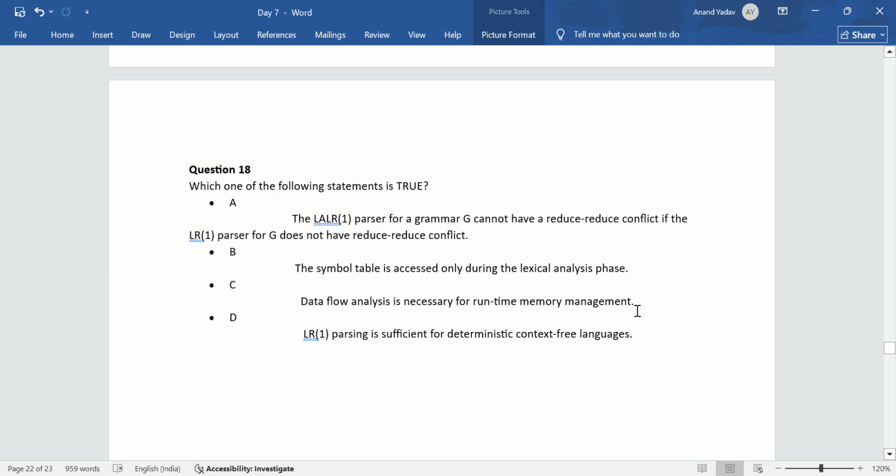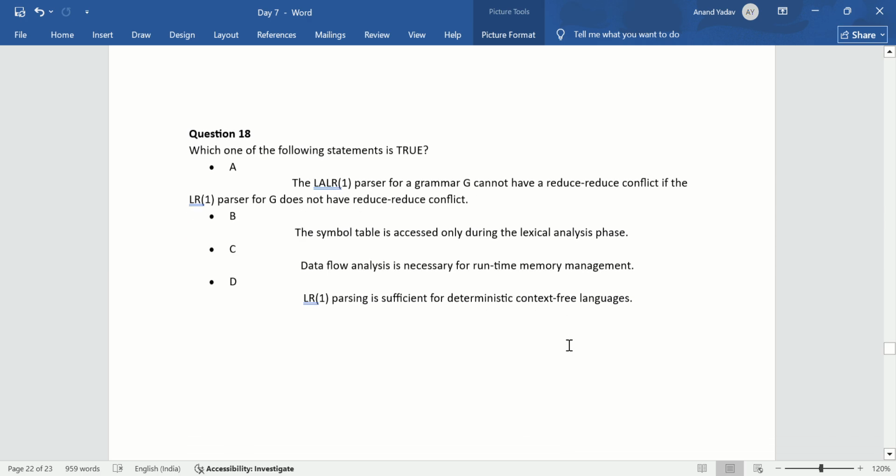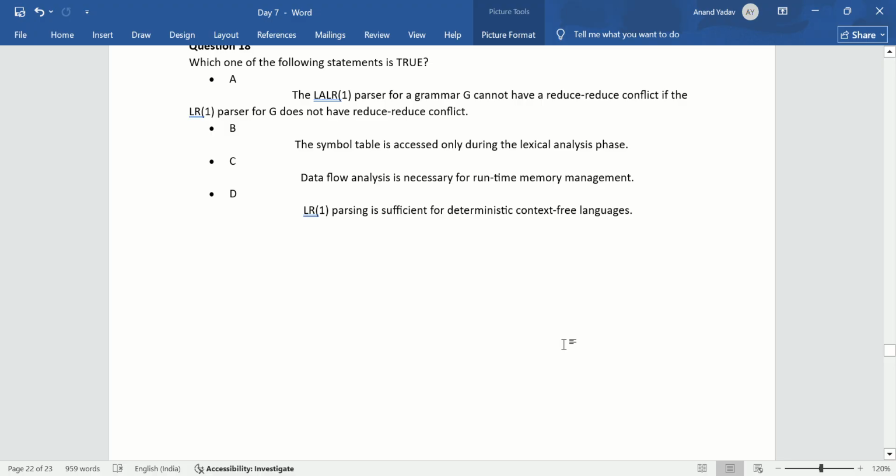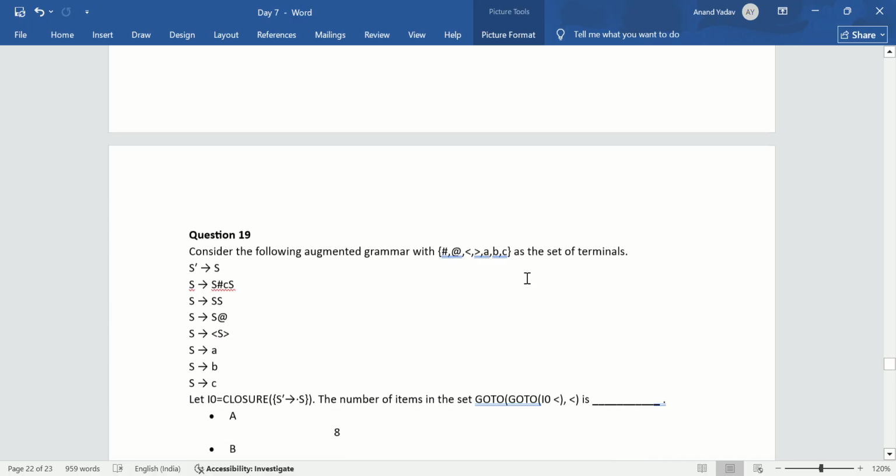Data flow analysis is necessary for runtime memory management. This is also wrong. Data flow analysis is basically for code optimization and code generation, and also in runtime memory management. LR(1) parsing is sufficient for DCFL. This is true. Option D is correct for this question. LR(1) parsing is sufficient for deterministic CFL, DCFL. So in this way I solve this question.